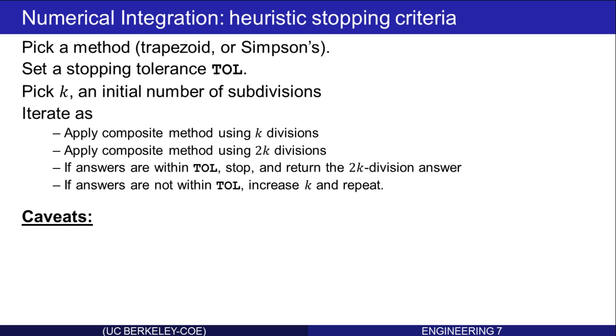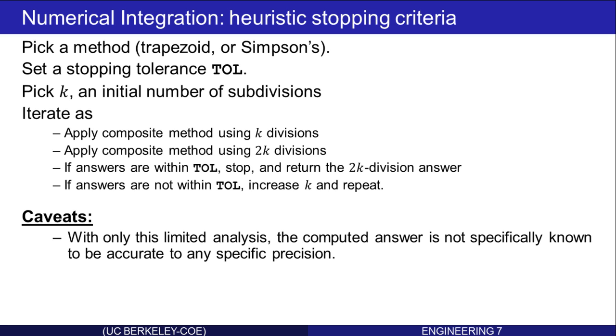Now, there's a couple caveats here. With this limited analysis where the iteration stops simply because the k division and 2k division results are nearly the same, we can't guarantee that the computed answer is accurate to any specific precision. But it's a good heuristic stopping criteria, and for the most part, only functions which have been specifically constructed to fool this stopping criteria will get very erroneous answers.